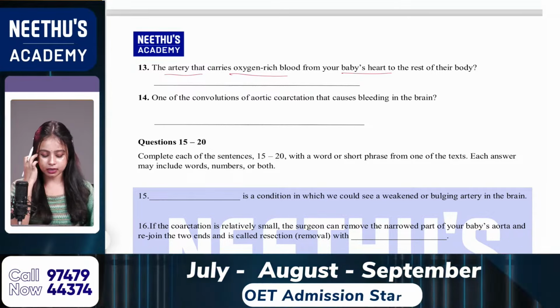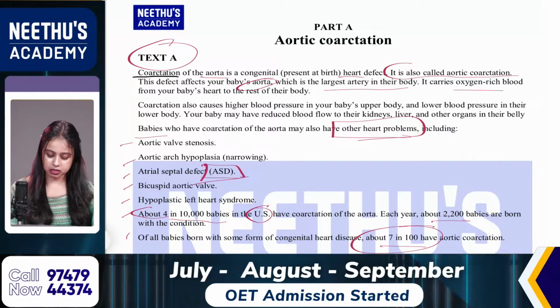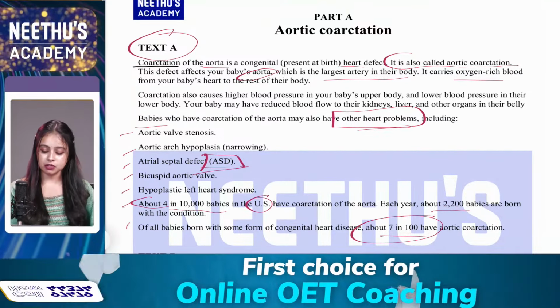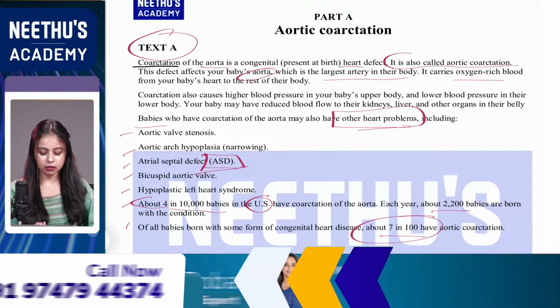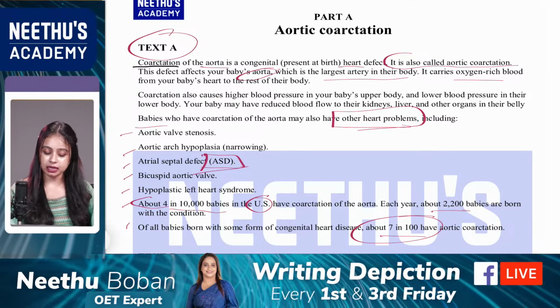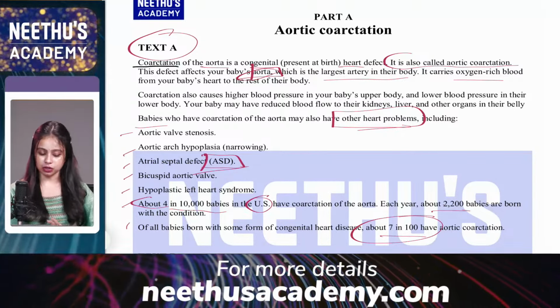Okay, so my answer is, it is from text A. See the first paragraph. What is mentioned here? It is from aorta. So the answer should be aorta. Where is aorta mentioned? "This defect affects your baby's aorta." So the answer should be aorta.